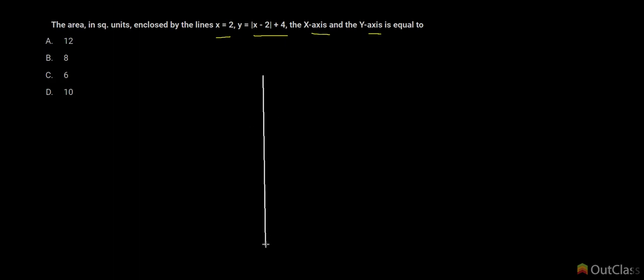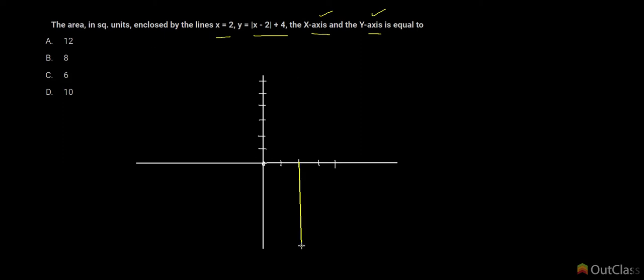You have your y-axis, you have your x-axis, that's your origin, 1, 2, 3, 4, 1, 2, 3, 4, I think I'm going to mark 5, 6 as well, that should be enough. So I already have the x-axis and the y-axis. I want x equal to 2, which is parallel to the y-axis. It will pass through 2, 0 and will go vertically. That is x equal to 2.